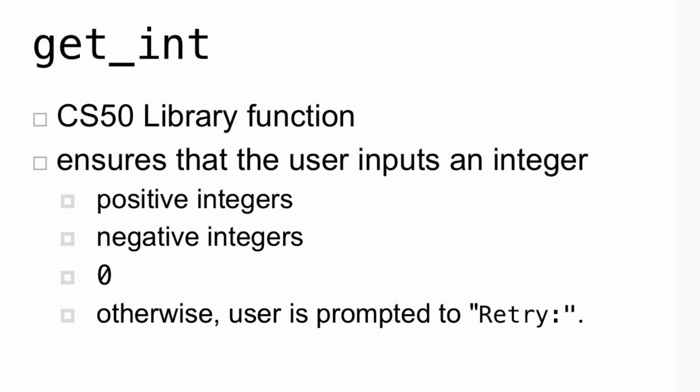For this, we've written a function for you called getInt, located in the CS50 library. GetInt ensures that the user inputs an integer, so any positive whole numbers, negative whole numbers, or 0 are all accepted. But if the user inputs anything else, so any combination of letters or numbers or decimal numbers, then the user will be prompted to retry, and the function won't accept anything until the user gives them an integer.